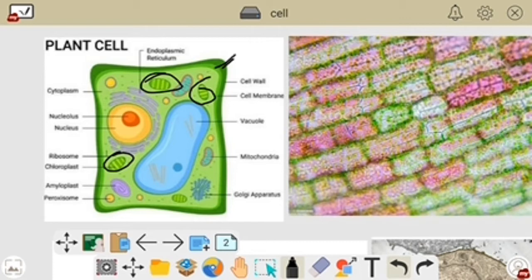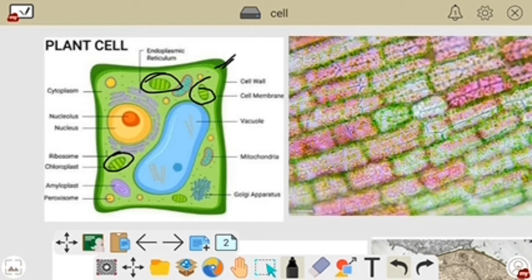The organelles containing pigment present in the cytoplasm of the plant cells are called plastids. So the different colors of flowers, fruits are due to the presence of plastids containing different pigments.